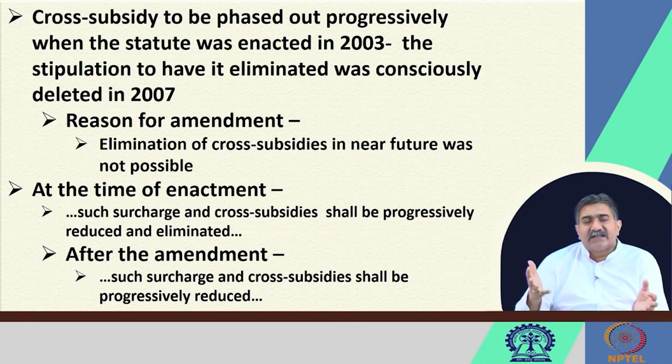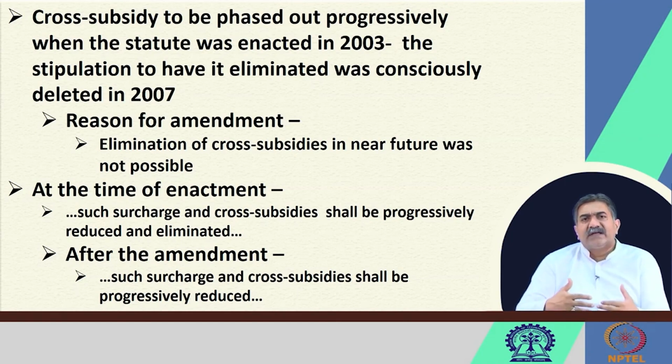But then we have studied that electricity falls in the concurrent list, and states and the center both, they do have a responsibility to govern the sector, and any reference of elimination of cross subsidy certainly would be bringing heavy cost on political premium, because the large population is not in a position to pay the actual cost of the supply of electricity. And on the other hand, the distribution licensees are being asked to supply electricity under section 43 of the Act.